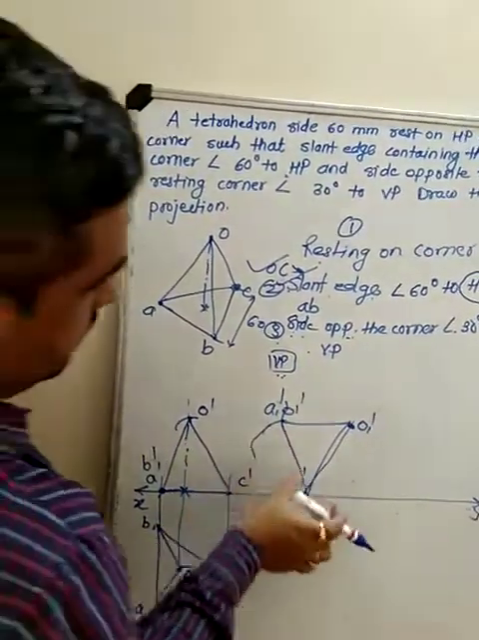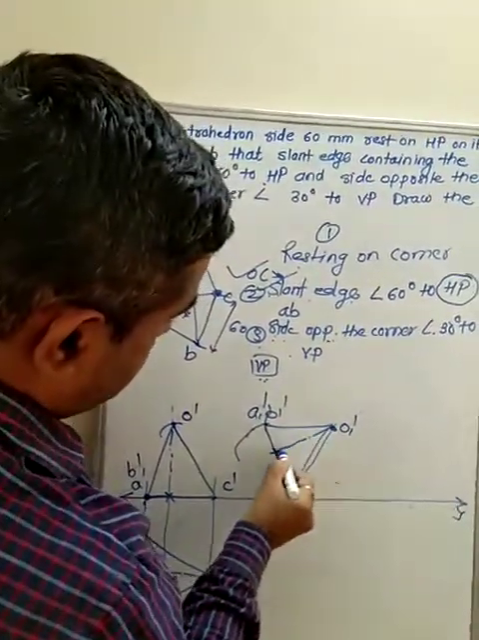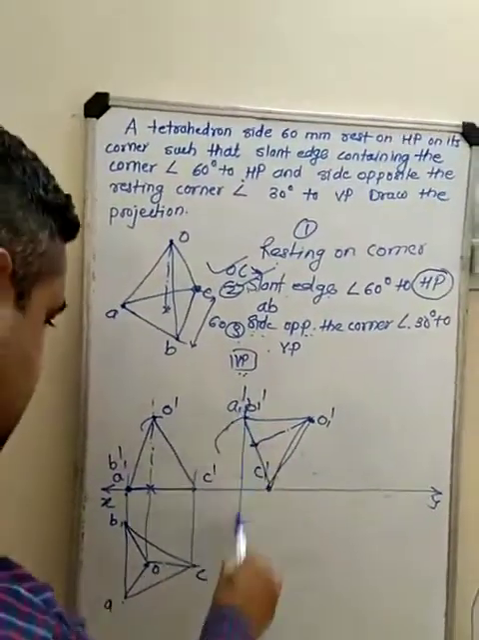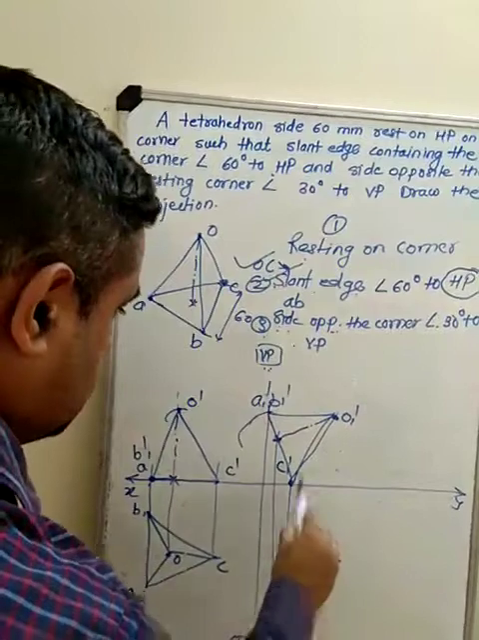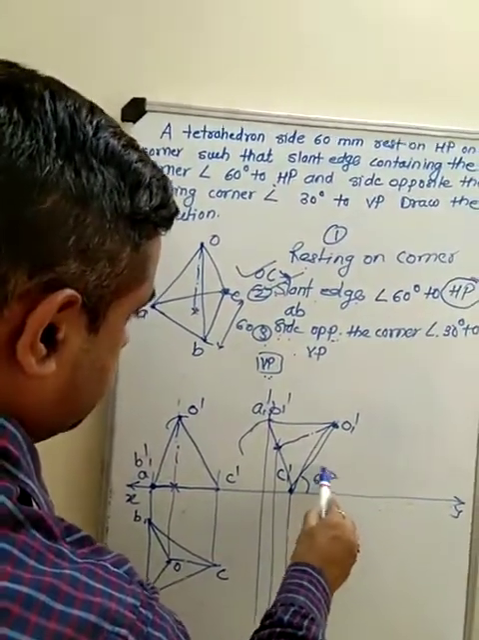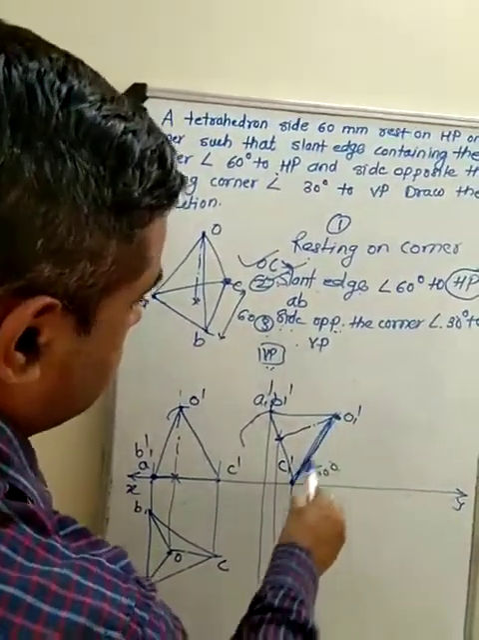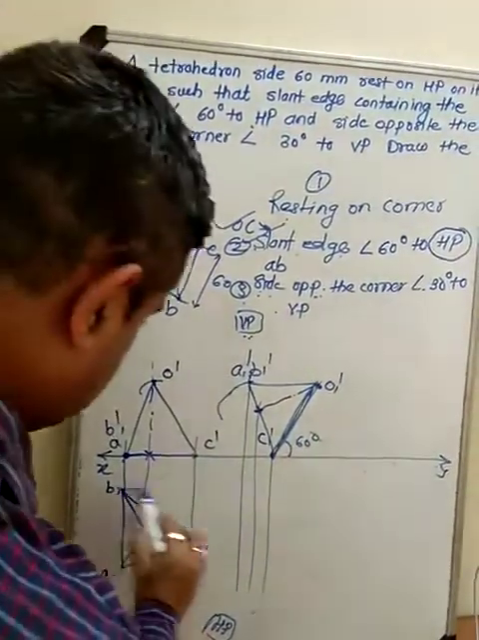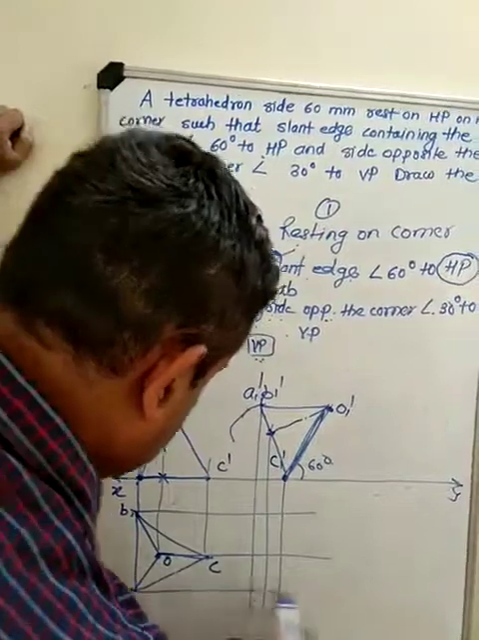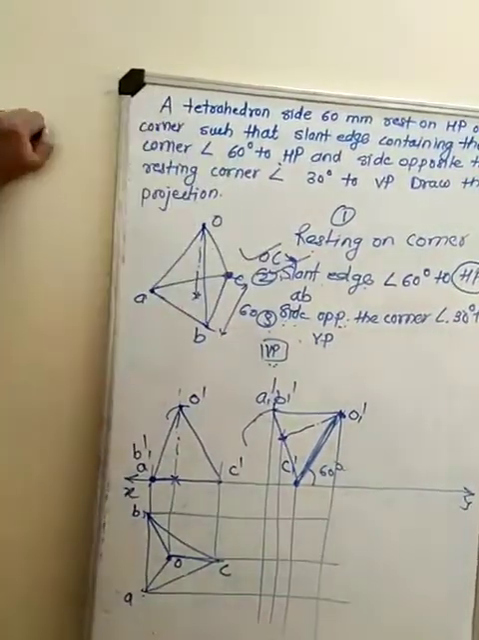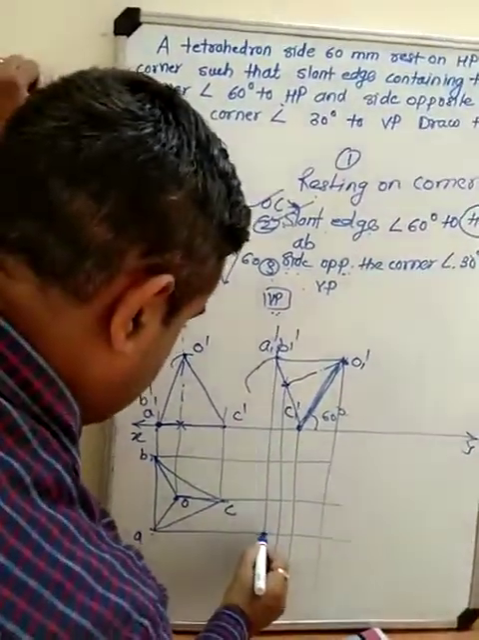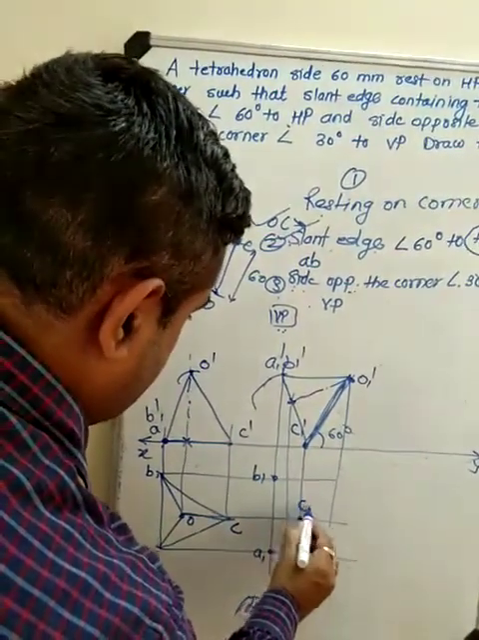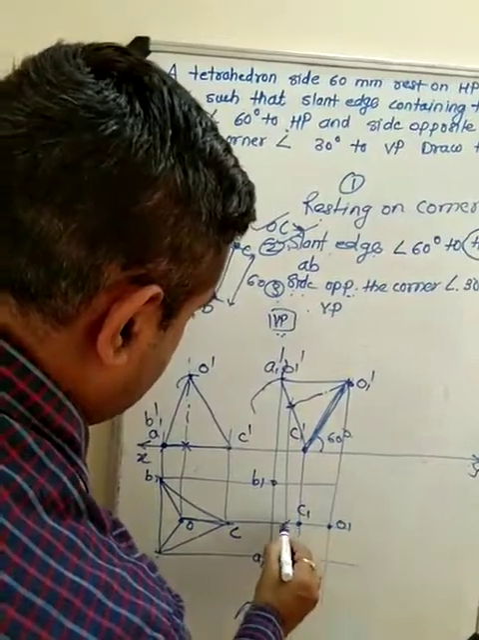Now you have to mark here the axis also by taking this distance. So axis. Now project this. Now this inclination is 60 degrees, slant edge inclined 60 degrees. Okay, now also this. So again A1, B1, C1, O1 and axis.